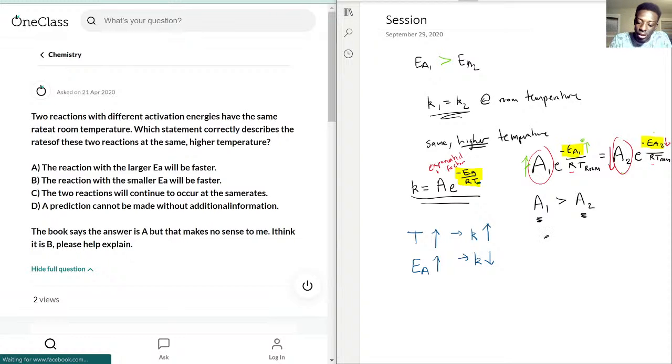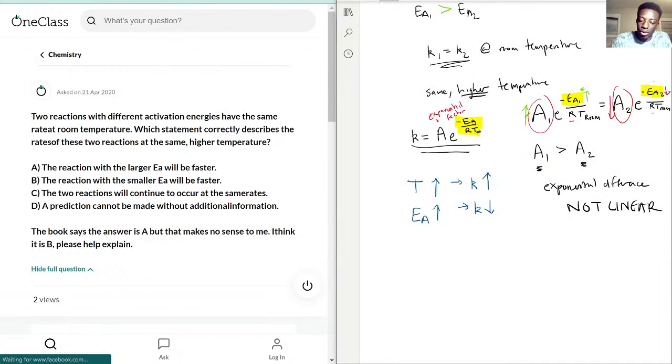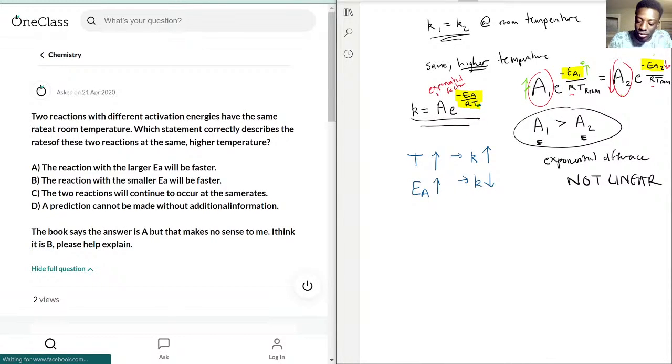Now, as I mentioned, this is an exponential difference, not linear. Okay? And the reason why that's important is because now we have a new addition to the information that A1 is greater than A2. So now the question is asking, what happens when you increase the temperature? So let's write it out again with the A1s and A2s, but a different temperature. A1, E activation energy of the first one over R temperature high. That's what we put here.